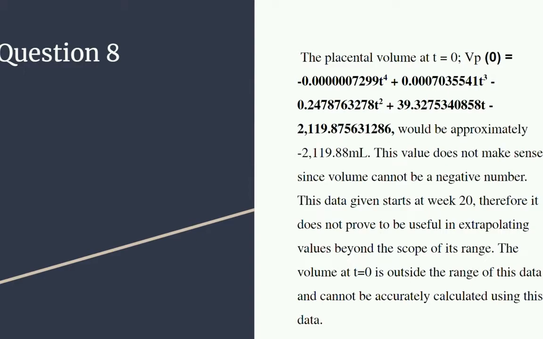The data given starts at week 20, therefore it does not prove to be useful in extrapolating values beyond the scope of its range. The volume at t equals 0 is outside the range of this data and cannot be accurately calculated using this data.